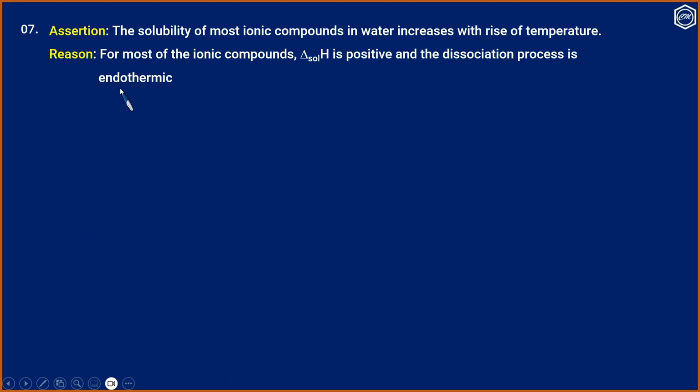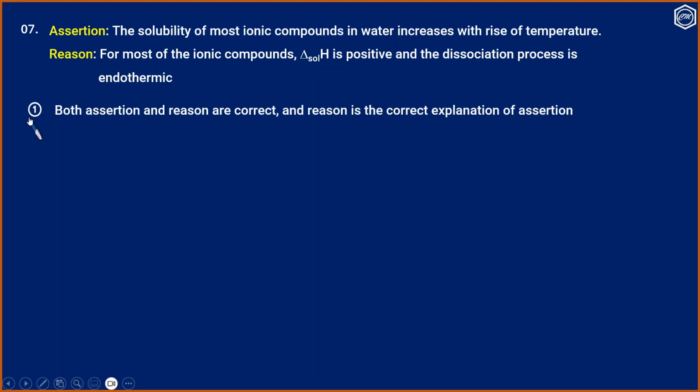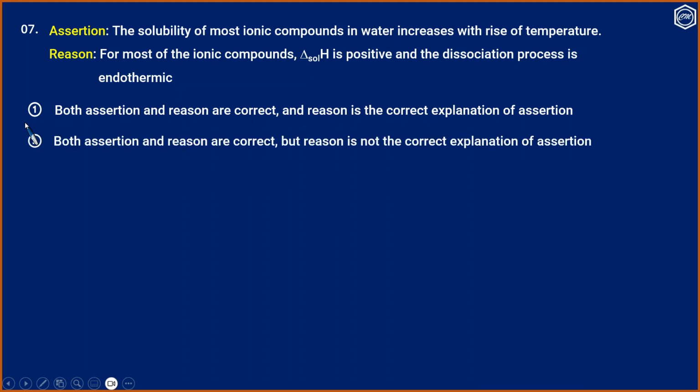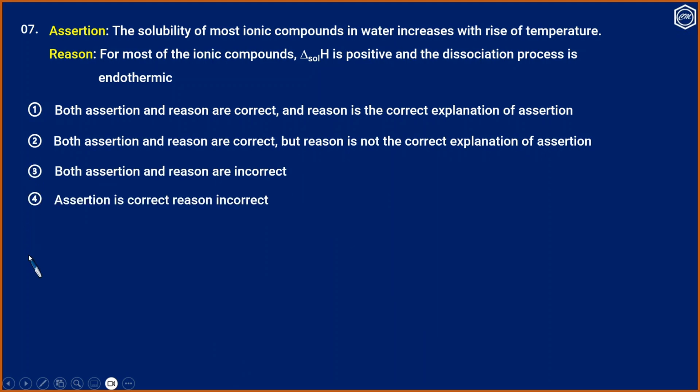Question 7. Assertion: the solubility of most ionic compounds in water increases with the rise of temperature. Reason: for most of the ionic compounds, enthalpy of solution is positive and the dissociation process is endothermic. Option 1, both assertion and reason are correct, and reason is the correct explanation of the assertion. Options 2, 3 and 4. Here the assertion is correct.